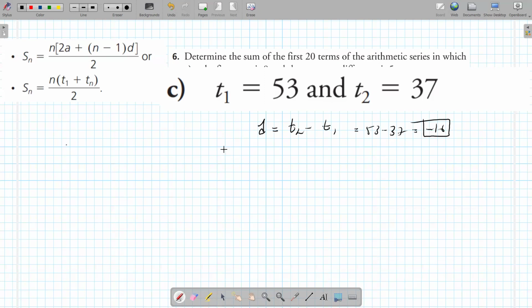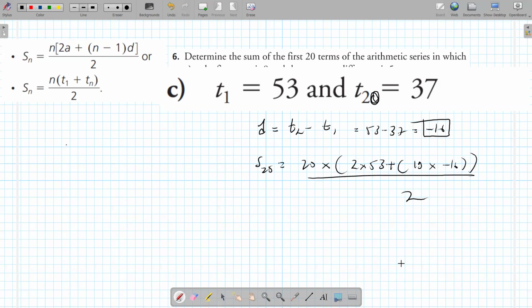And using this, you have to use the top one, okay? The bottom one here doesn't work because you don't have T20. I guess now that you have your D, you have your T1, you could find Tn first and then plug it into the second one, but just plugging this as is into the first one would be easier. So here S20 would be 20 times 2 times 53 plus 19 times negative 16 all over 2. You want to use the top one. And D is again T2 minus T1.